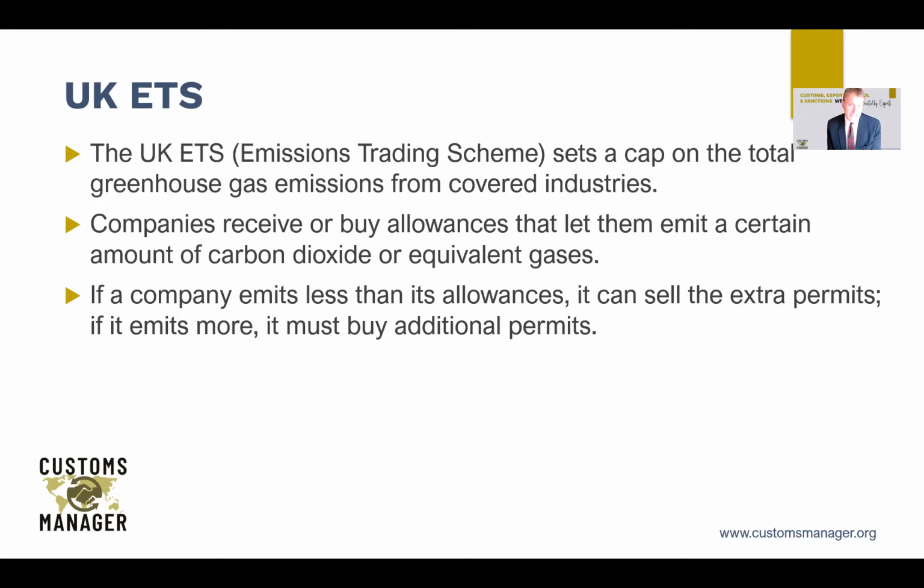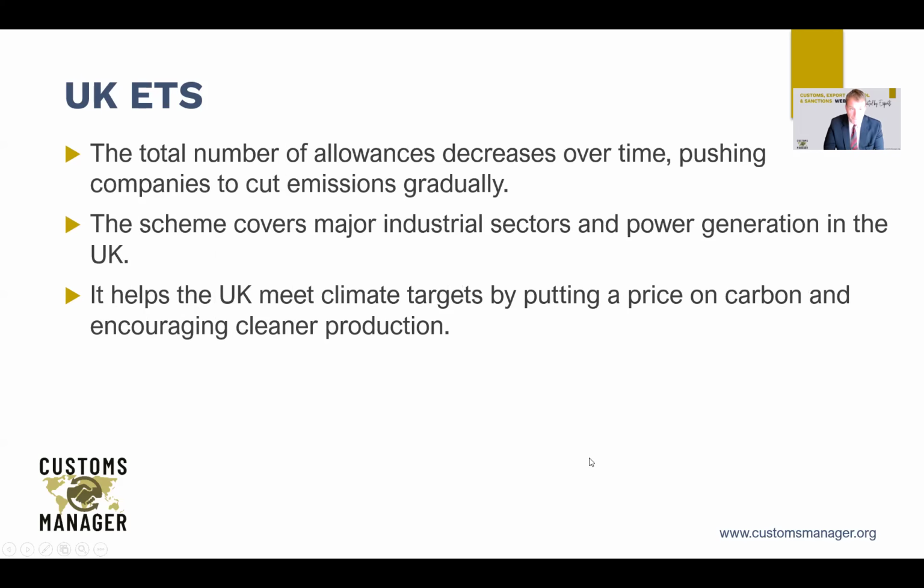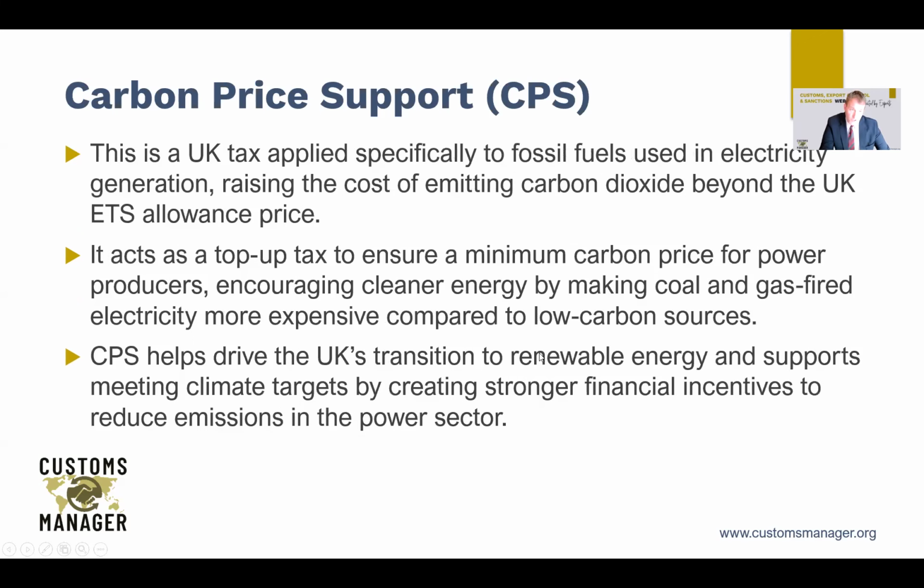And if a company emits less than its allowances, it can sell the extra permits. If it emits more, it must buy additional permits. The total number of allowances available decreases over time and therefore pushing companies to cut emissions, albeit gradually. And that gives them the time to adjust and look into new mechanisms, maybe do some research. The scheme covers major industrial sectors and power generation in the UK and therefore also contributes to helping us meet the climate targets by putting a price on carbon and encouraging cleaner production.